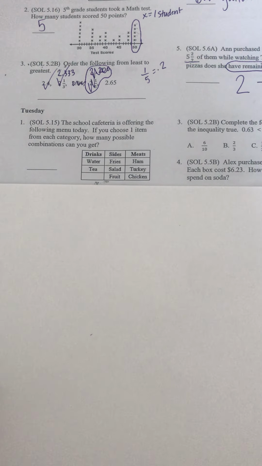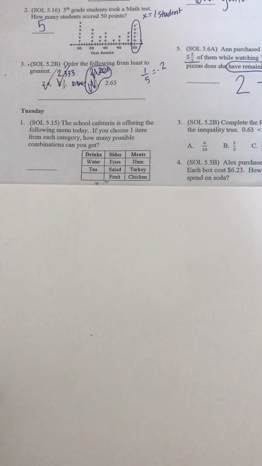Hey guys, we're going to do Tuesday's DMR for number 34. All right, Tuesday says the school cafeteria is offering the following menu. If you choose one item from each category, how many possible combinations can you get?